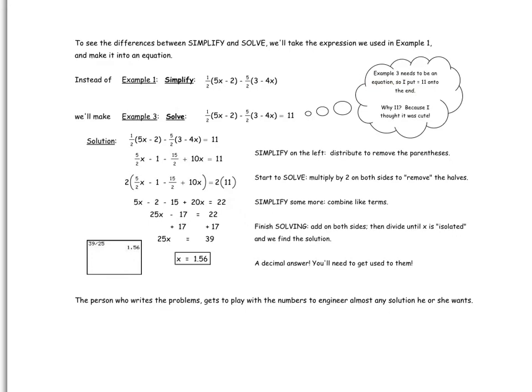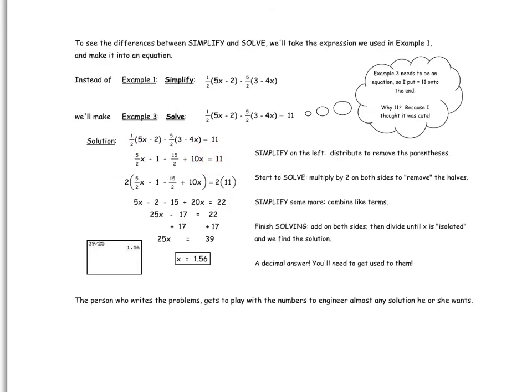In order to do the solution to this, I started out with a simplify step. I distributed just the same way I did before, and I got the same expression just the way I did before. And now, since the fractions bother me and I have an equation to work with, I can now do what I couldn't do before.